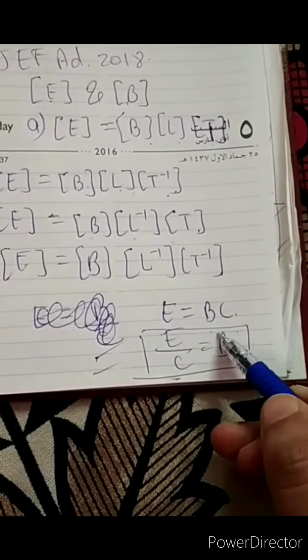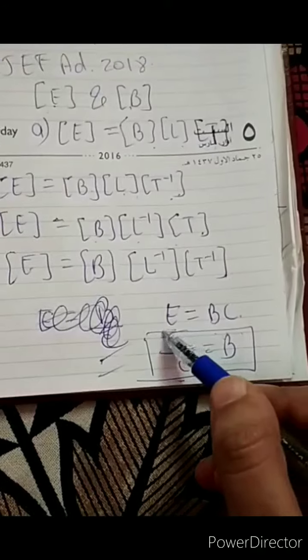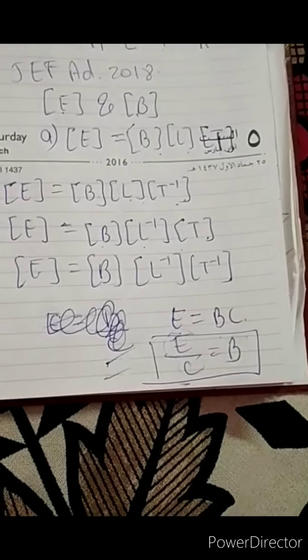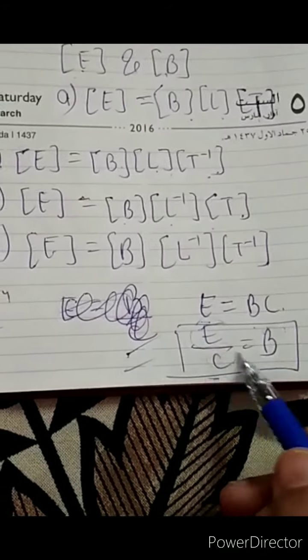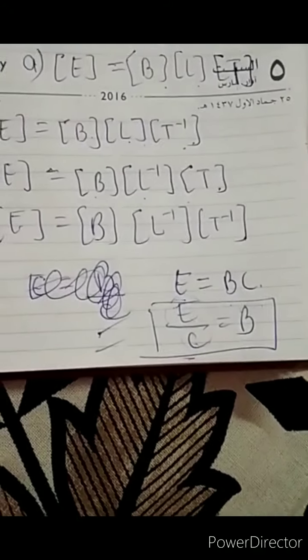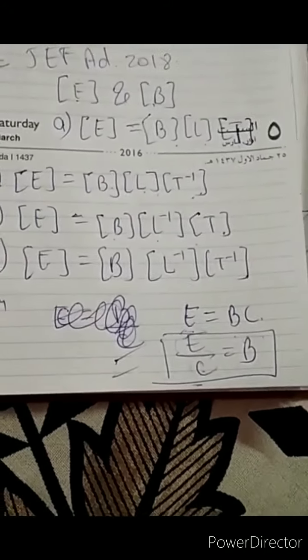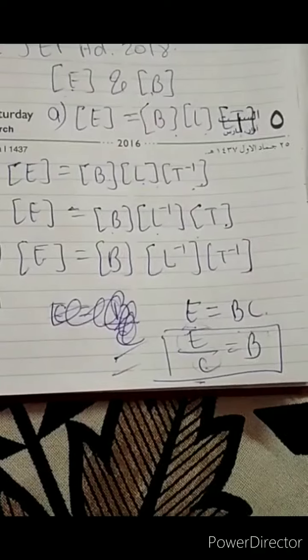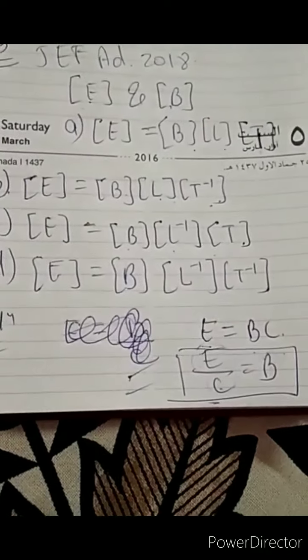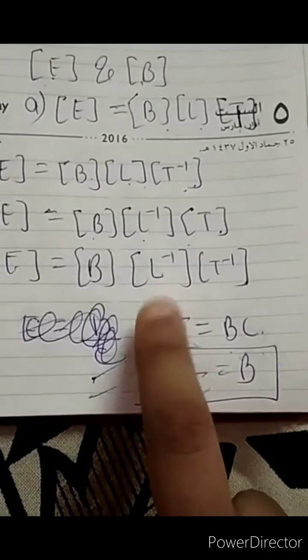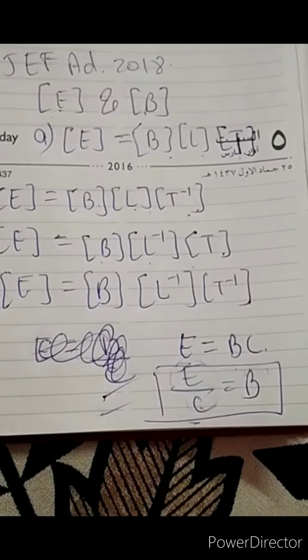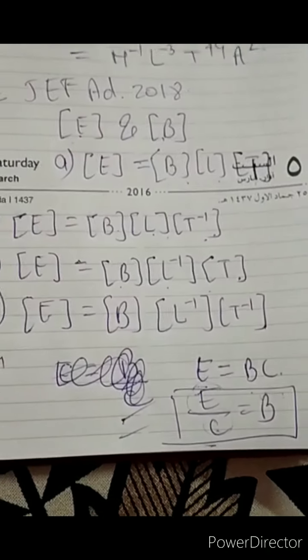If you want to know the value of the magnetic field, you just divide the electric field by C. C is the speed of light, which is equal to 3 into 10 to the power 8 meter per second. That's why the value of the magnetic field is so small. That's why the electric field is always more dominating, because when you divide E by C, you get B, which is very small. Let's not get into that topic.